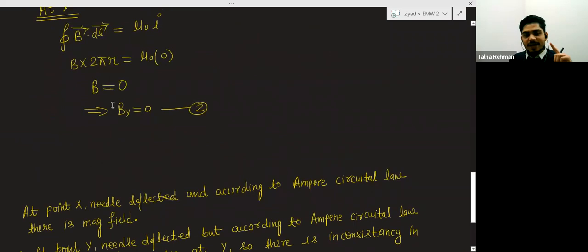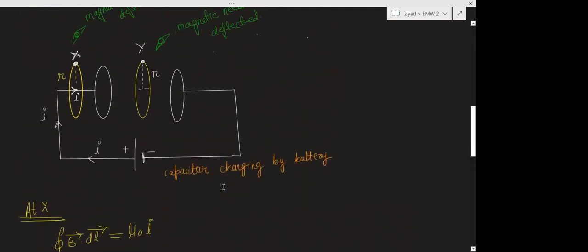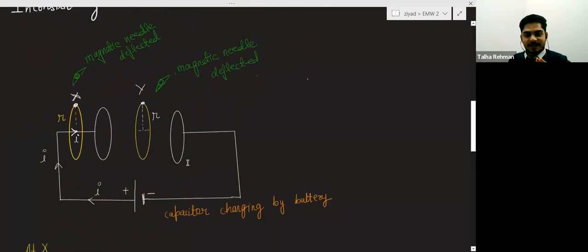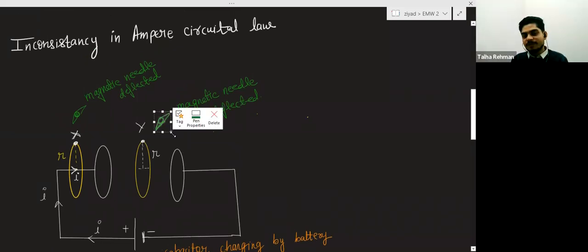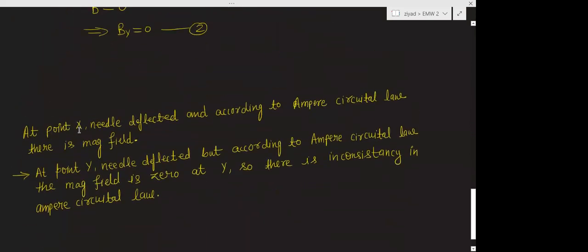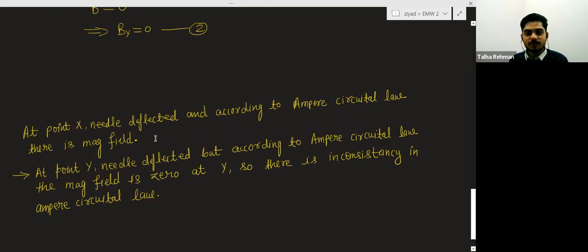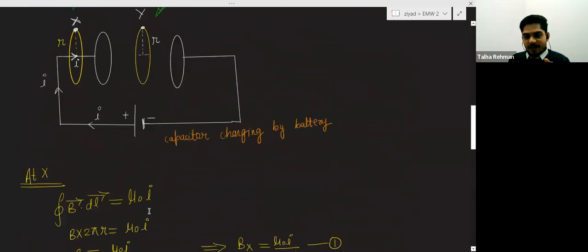But according to Ampere's law, there is no magnetic field. So we can say that Ampere's law is not fully correct. Experimentally, you are getting some magnetic field at point Y, but when you apply Ampere's law, you get zero magnetic field. So this will be the conclusion. At point X, the needle deflected, and according to Ampere's law there is a magnetic field. At point Y, the needle deflected, but according to Ampere's law the magnetic field is zero. So there is an inconsistency in Ampere's circuital law. So, got it now?